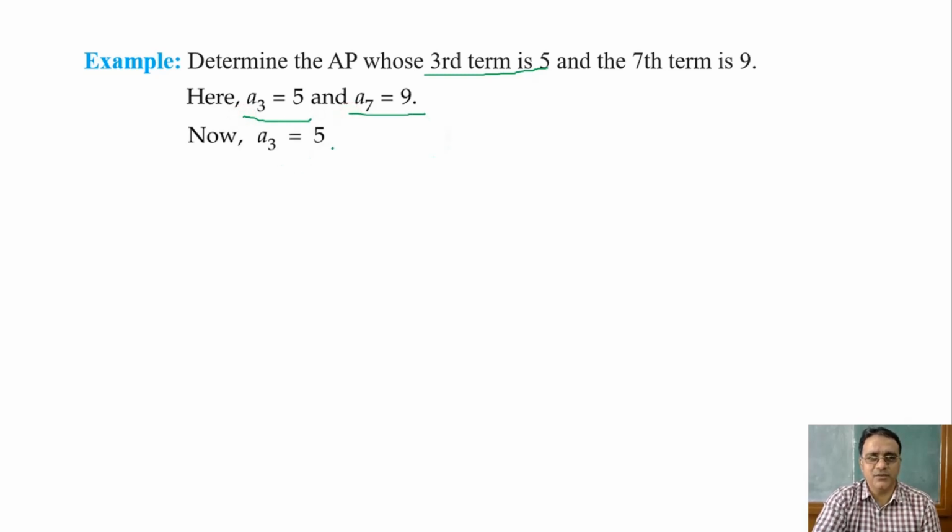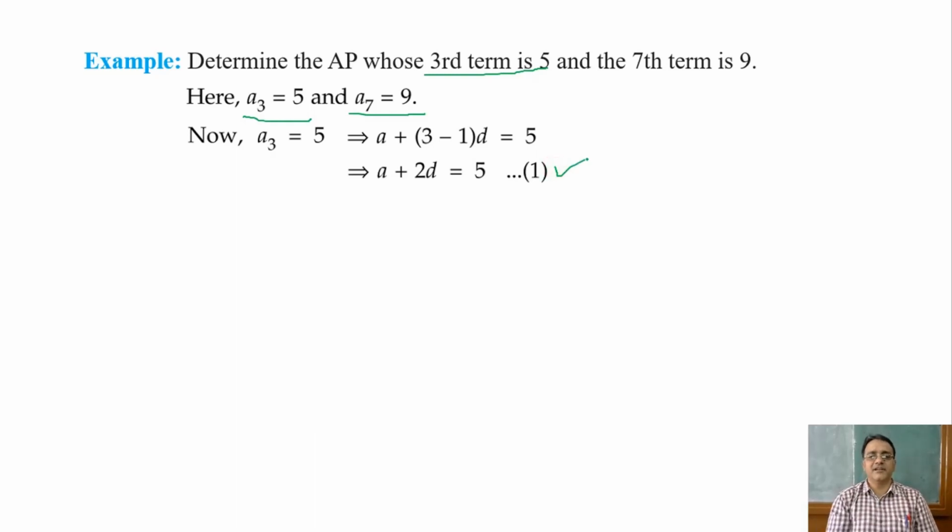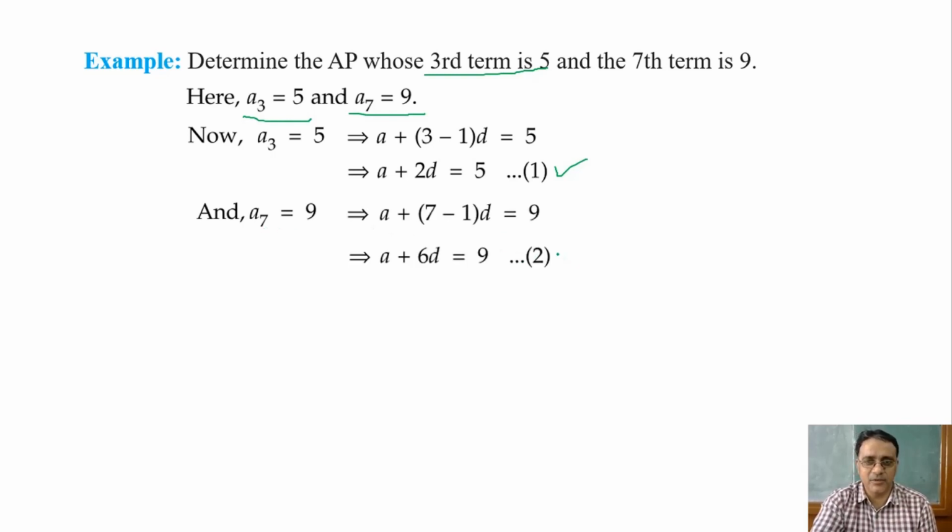So a3 is equal to 5 implies a plus 2d is equal to 5. You can write directly also. Let it be equation number 1. Now the 7th term, a7 is 9. So what is the formula of a7? a plus 6d. So a plus 7 minus 1 into d is equal to 9, or you can write directly a plus 6d. Let it be equation number 2.